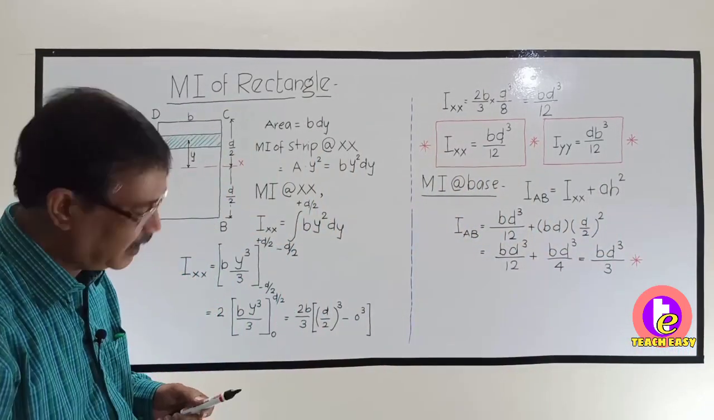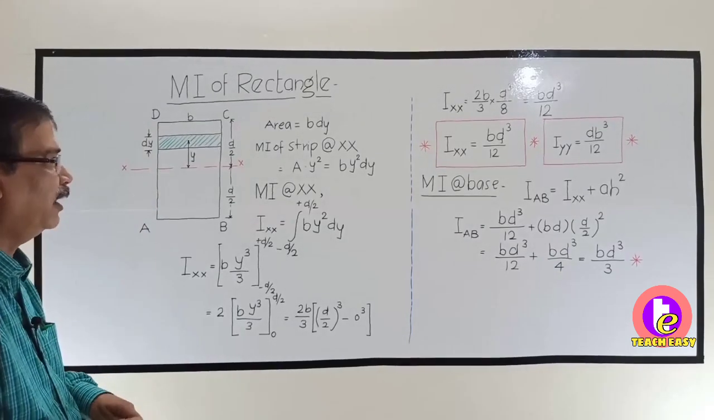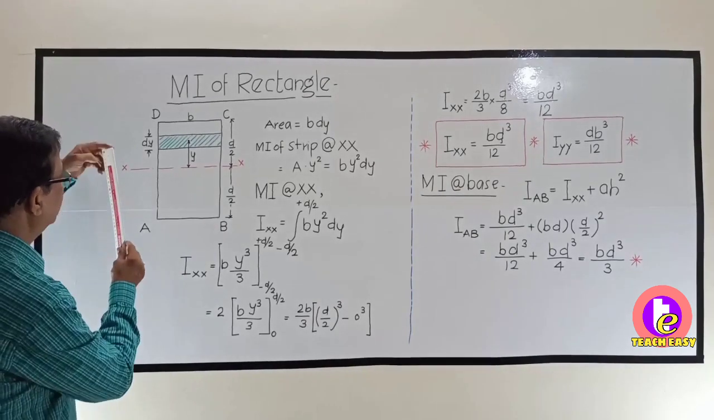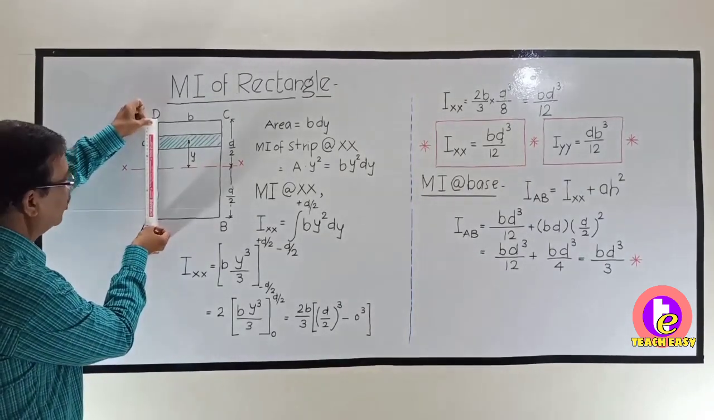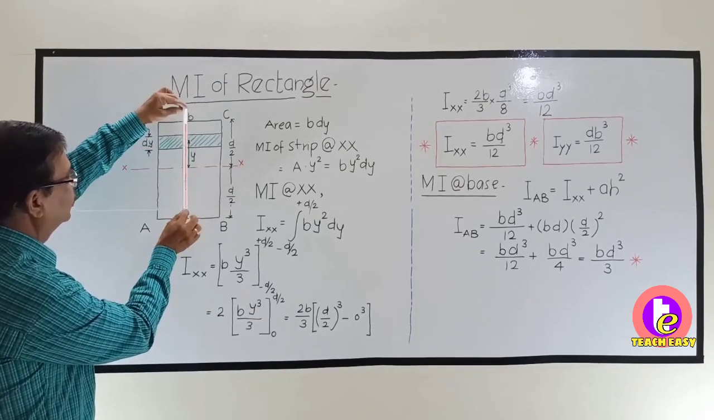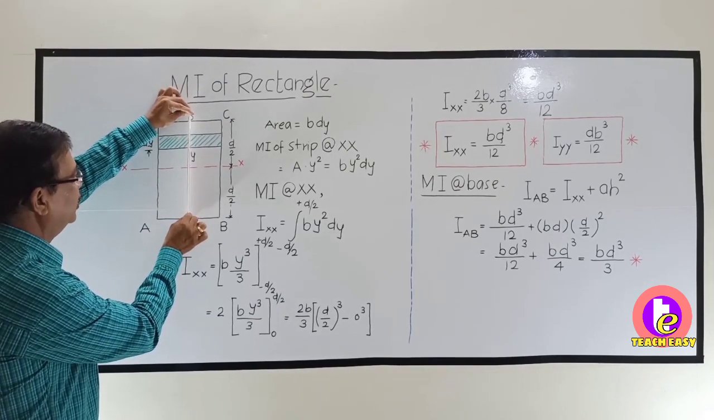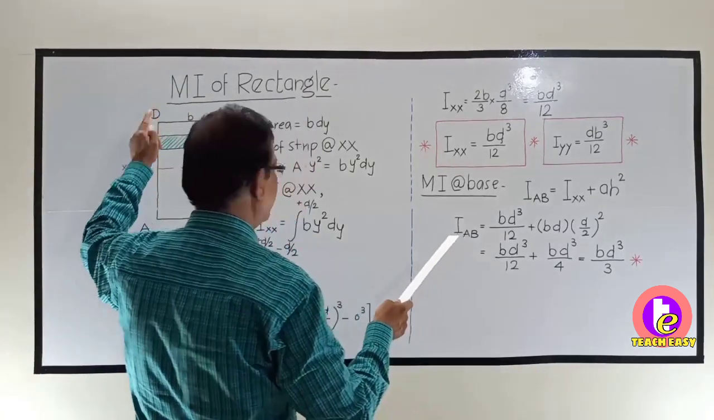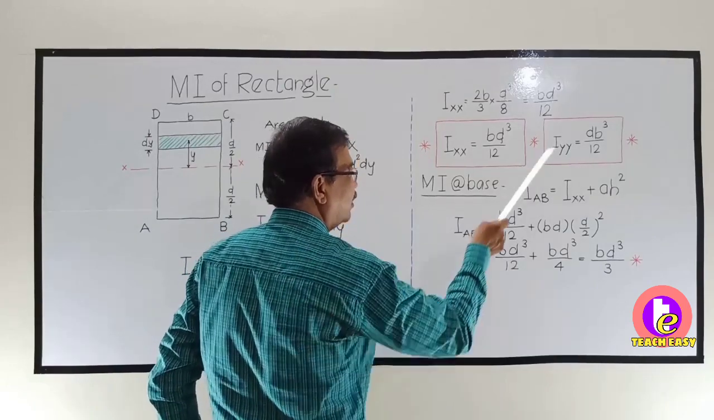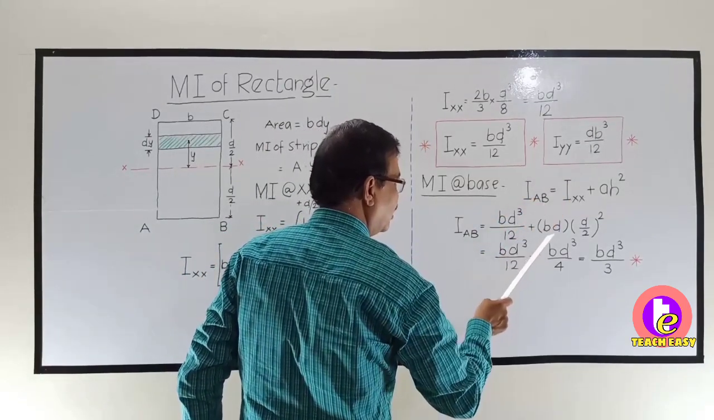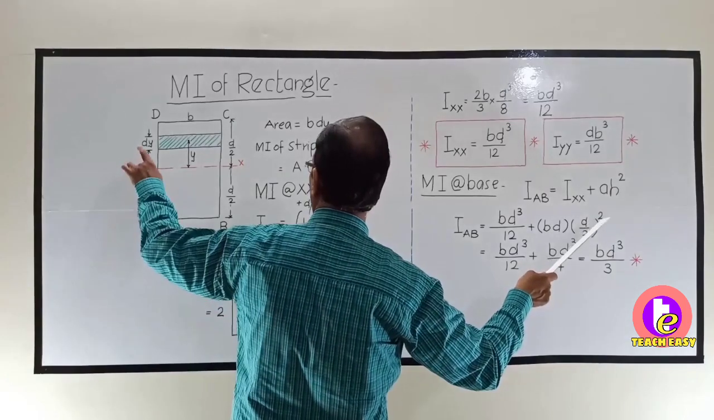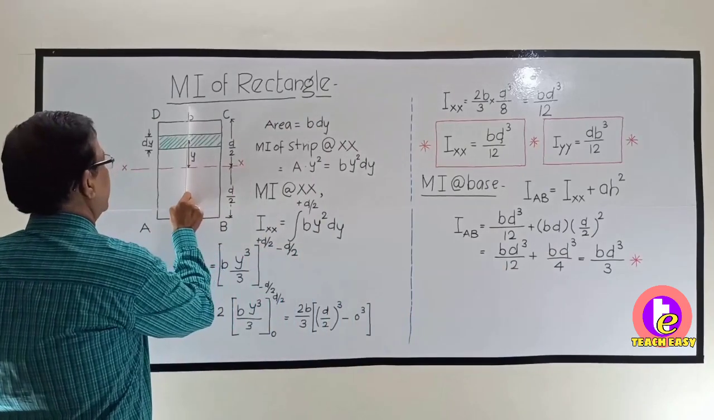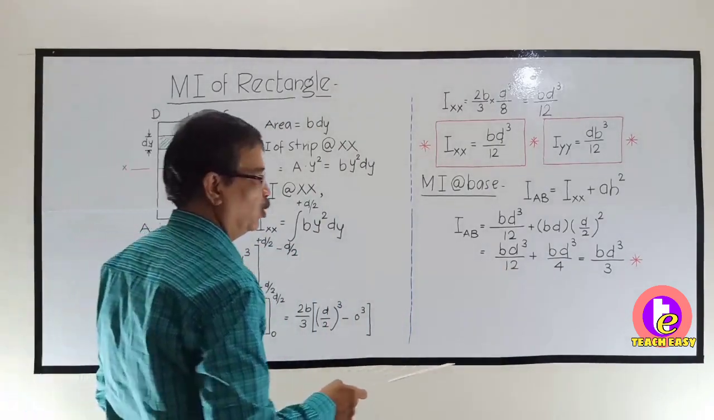In the similar manner, can we find out the moment of inertia about this side AD? Yes, why not? This is y-y axis, so this is IYY, we will shift it to this one. So what will be IDA or AD? It will be IYY, that is DB cube by 12 plus B into D plus, yes, what will be this? B by 2. H in this case will be this distance, that is B by 2 square.